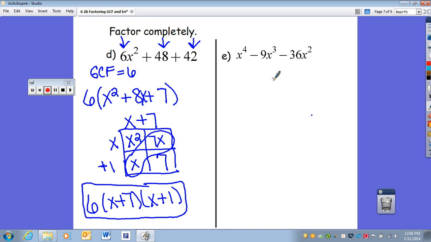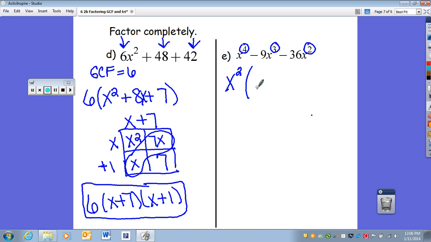In our next example, we want to look for the greatest common factor. If we look at the coefficients, they don't have anything in common other than 1, but we do have a variable in common. So we'll keep the base. Now when we look at the exponents of 4, 3, and 2, we see that our smallest exponent is 2, and that would divide evenly into all three terms.